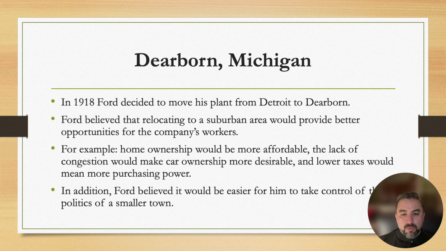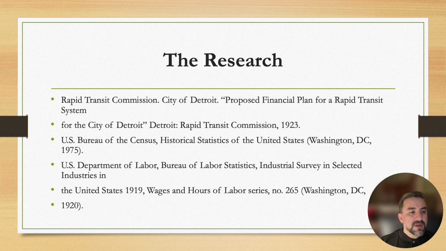Now, why Dearborn, Michigan? In 1918, Ford decided to move his plant from Detroit to Dearborn. Ford believed that relocating to a suburban area would provide better opportunities for the company's workers. For example, home ownership would be more affordable, the lack of congestion would make car ownership more desirable, and lower taxes would mean more purchasing power. In addition, Ford believed it would also be easier for him to take control of the politics of a smaller town, right?